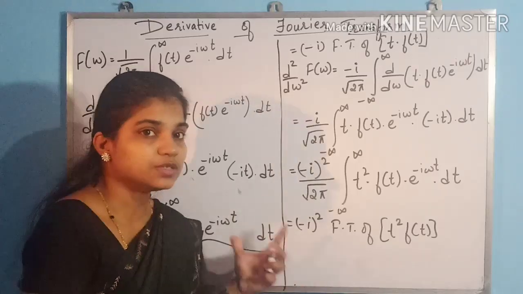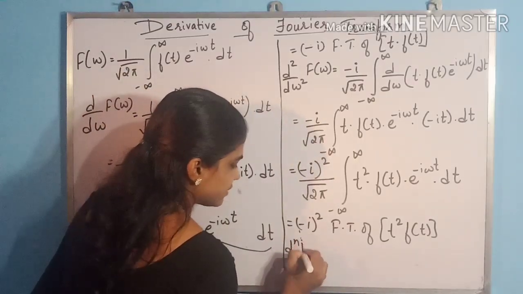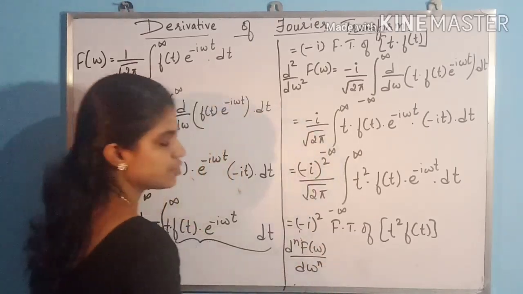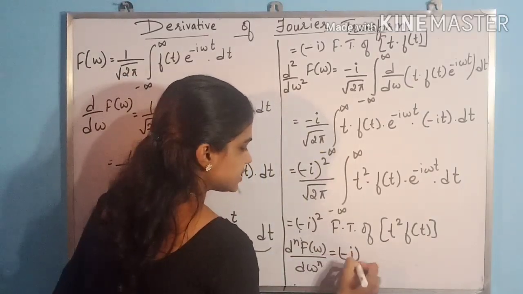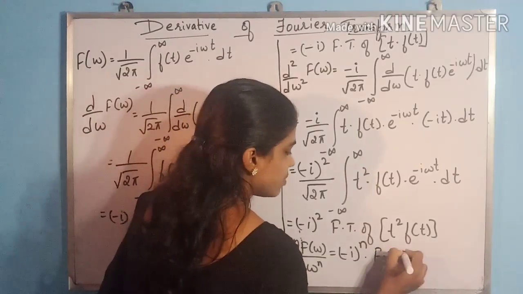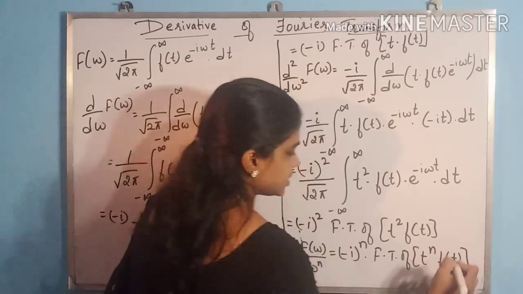So now if I try to generalize this, I am going to get the nth derivative of F(omega) is equal to minus i to the power n times the Fourier transform of t to the power n f(t).